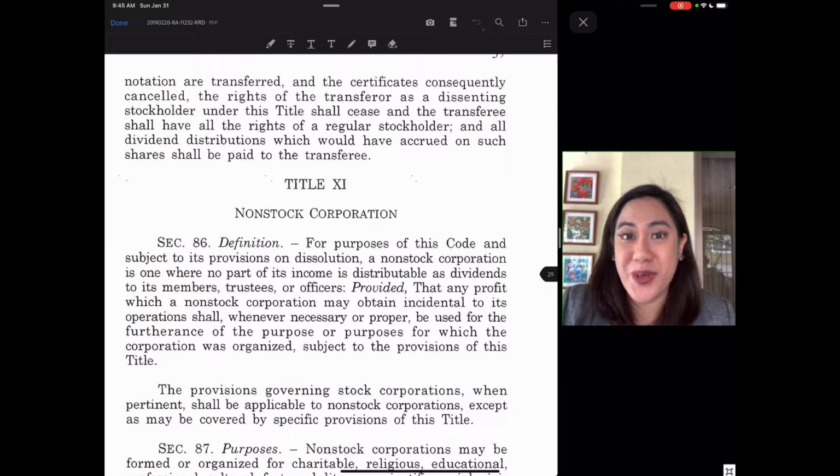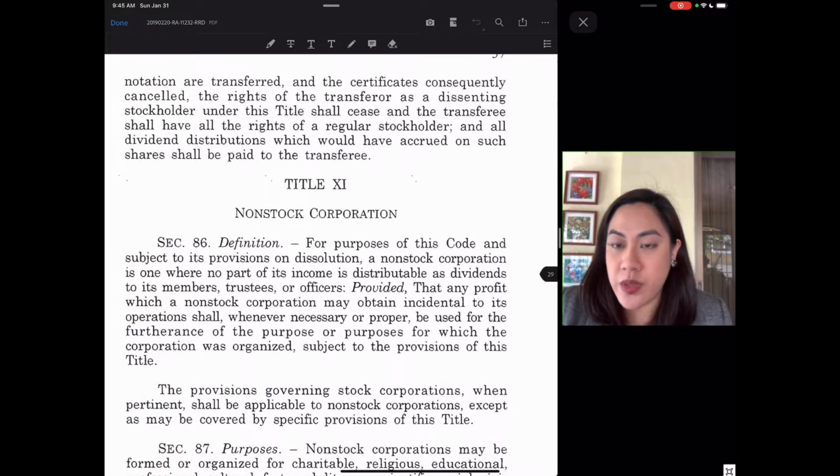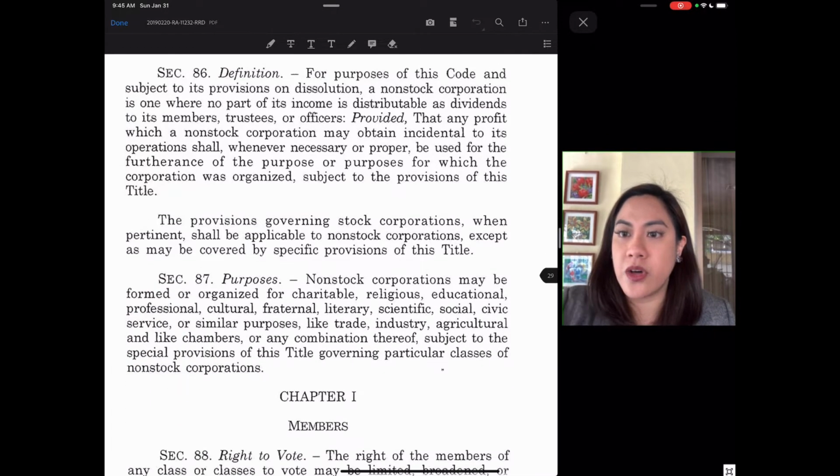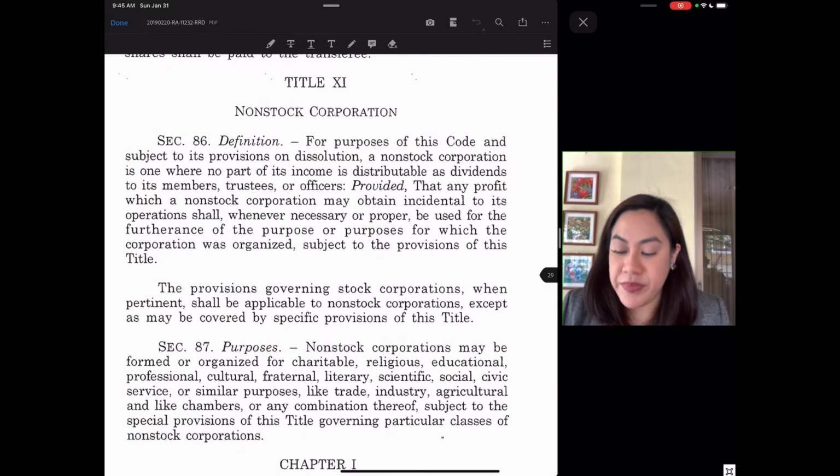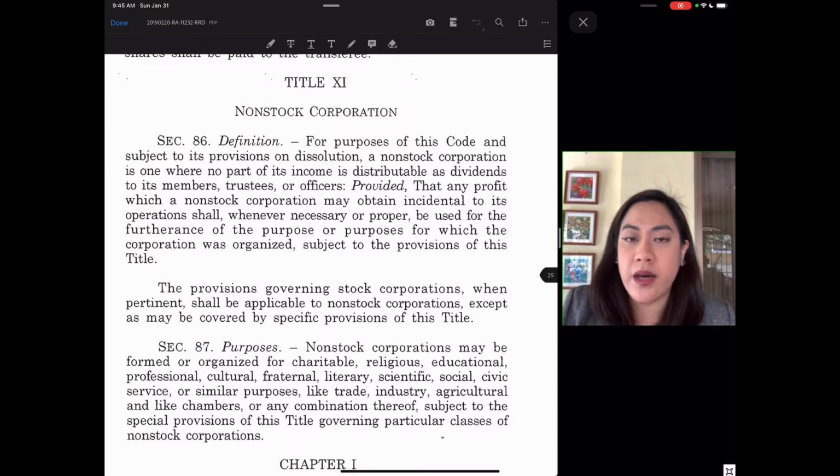Let's continue with Title 11 on Non-Stock Corporations. Section 86 talks about the definition of non-stock corporations, and Section 87 talks about its purposes. Let me give a few things to note when it comes to the introduction to non-stock corporations.